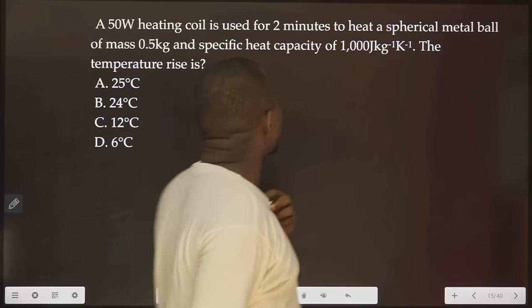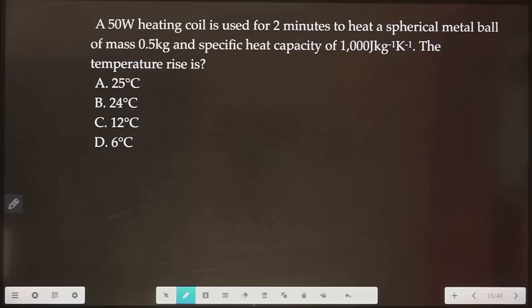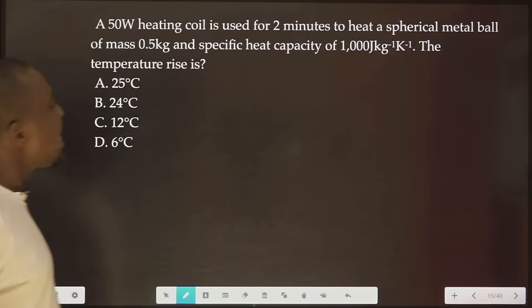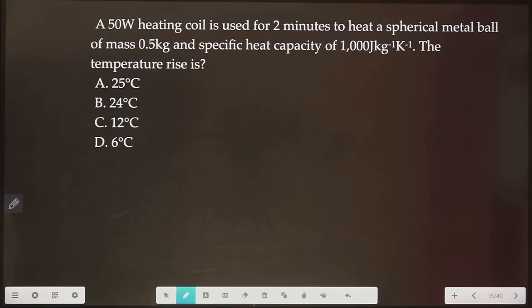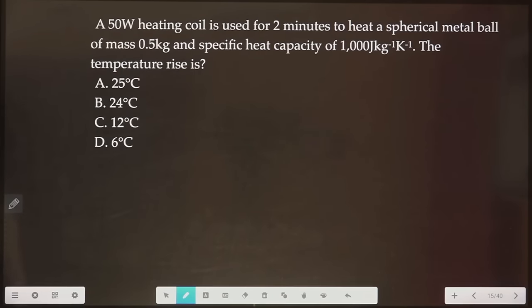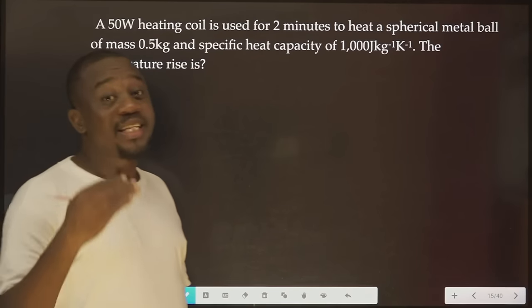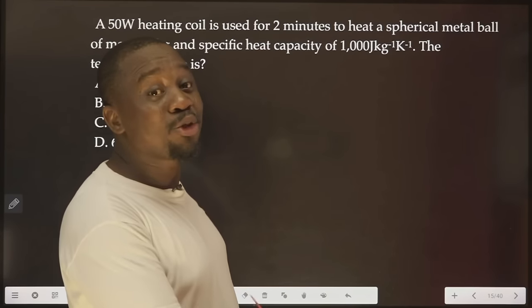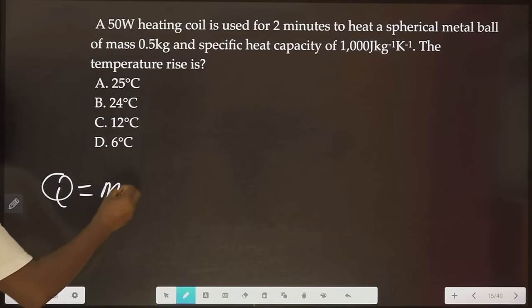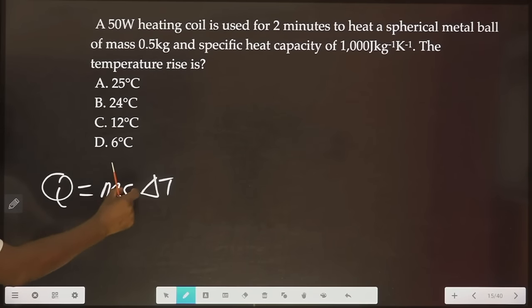Let's look at this. What is it saying? It's saying a 50 watt heat coil is used for 2 minutes to heat a spherical metal ball of mass 0.5 kg and specific heat capacity of 1000. The temperature rise is what? First of all, we need to calculate the heat transfer. How do we calculate heat transfer? Heat transfer is simply mc delta t. That is the mass multiplied by specific heat capacity and change in temperature.